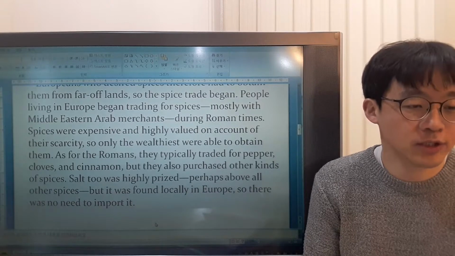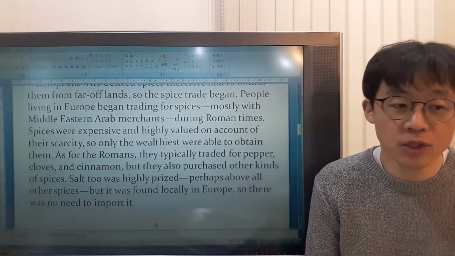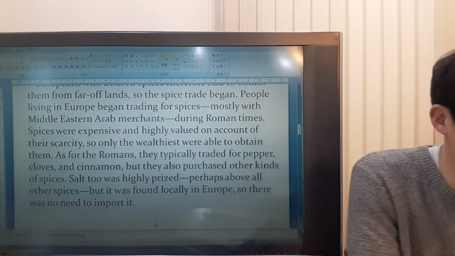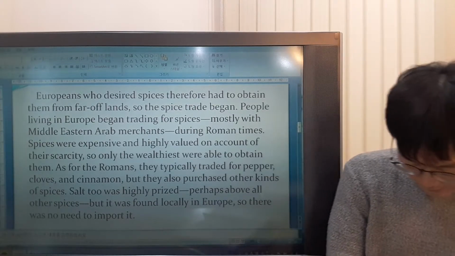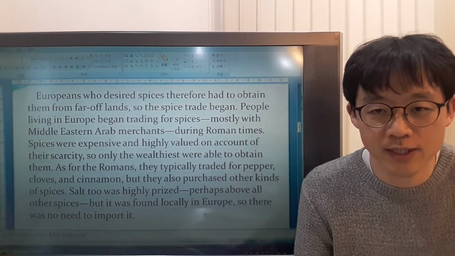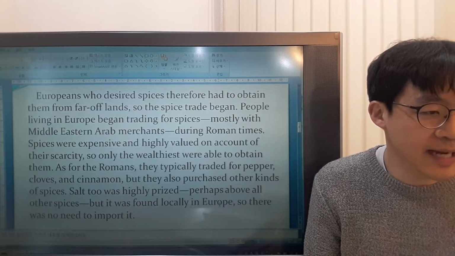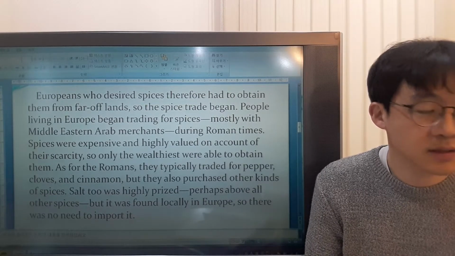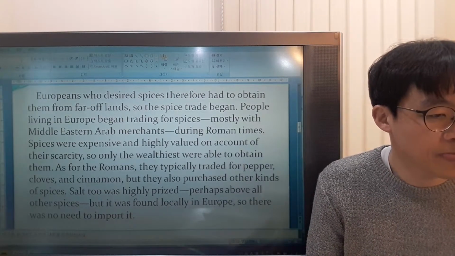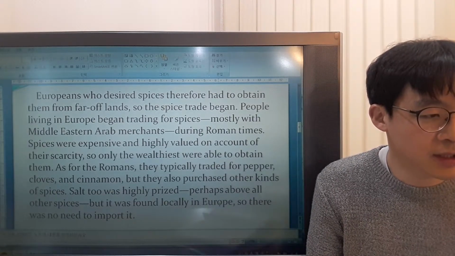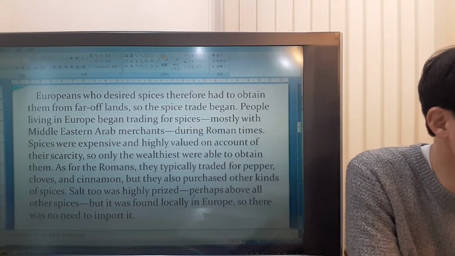And salt was highly prized too, but they were found in Europe, so they didn't have to import them. Import it, okay? So what is this part about? Because the spice being far away from Europe, Europeans had to do the spice trade, okay? And they did with mostly Middle Eastern Arab merchants in Roman times. And spices were rare, so only the rich people can buy them. And the Romans, they usually traded for pepper, cloves, and cinnamon. And salt was highly valued too, but they were found in Europe, so they didn't need to import it.